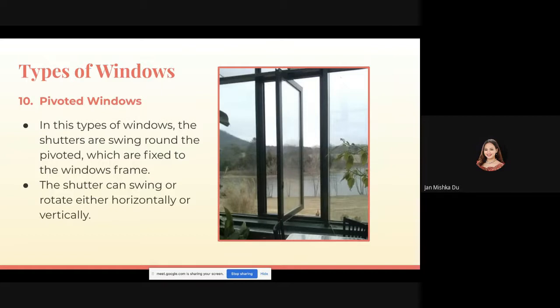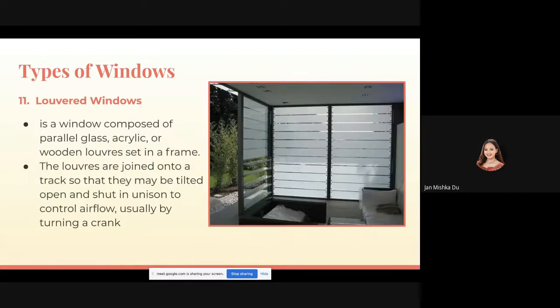Next is the pivoted windows, and in this type of windows, the shutters swing round the pivots which are fixed to the window frame, and the shutter can swing or rotate either horizontally or vertically. So this can provide a better ventilation to the room. Next, please.